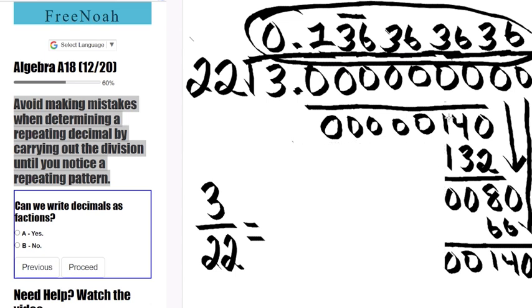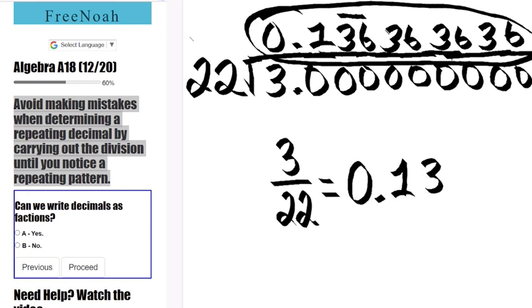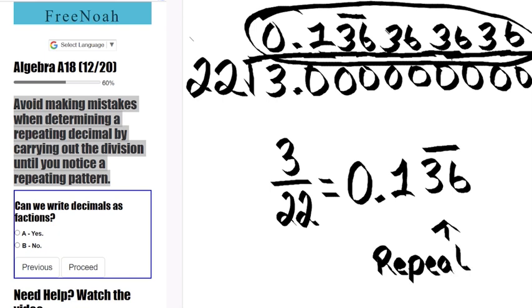Let's get rid of everything here. Yep, we're going to get rid of everything. Bye-bye. And we're going to state 0.136. We're going to put the repeating bar on top of the 3 and the 6, and this signifies that these two digits will repeat.